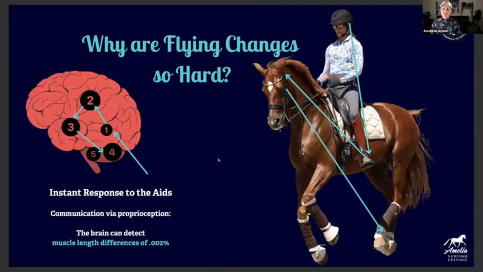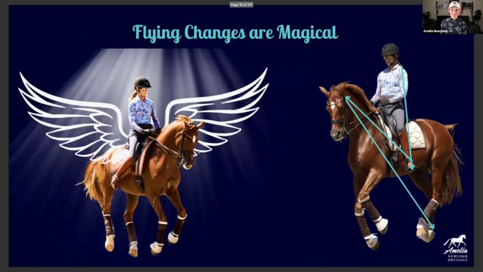So why are flying changes so hard? Well, here's why. You're riding along, you have this idea in your mind, like, I want to do a flying change. So that signal has to go from your brain to your leg to tell your leg to switch positions, which already is challenging enough when you're on a horse. Then your horse has to feel your leg position change. That signal goes up to your horse's brain. And in that moment of suspension, your horse has to jump up and swap leads in midair. Sounds easy, right? This is why flying changes are so hard.